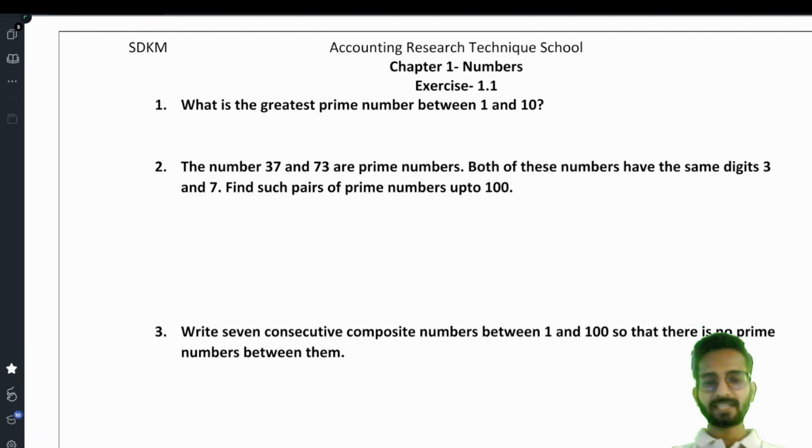Hello everyone. In this video series, we will be solving all the exercises of ML Aggarwal Class 11th CBSE. Now, chapter number 1 is numbers. We will start with exercise 1.1.